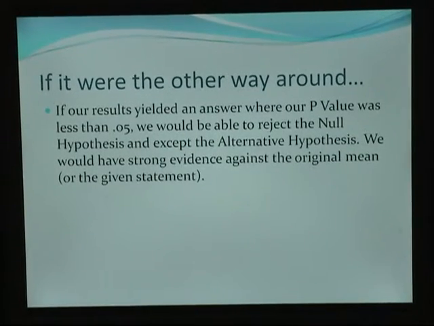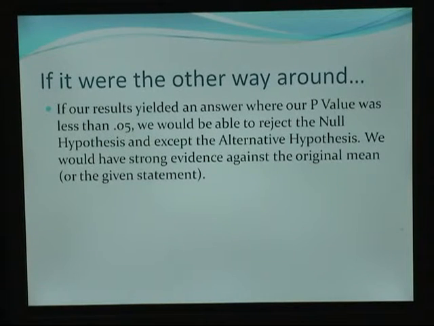On the other hand, if our p-value was less than 0.05, we would be able to reject the null hypothesis and accept the alternative hypothesis. We would have strong evidence against the original mean or the given statement. In this problem, we do not have enough evidence to reject the null hypothesis.